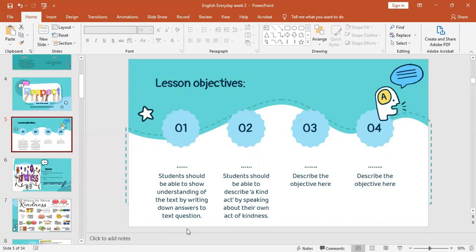The story Kind Emma. Again, at the end of the lesson, we should be able to describe a kind act by speaking about our own act of kindness, okay? How we showed people kindness. That is what it all means. So these are the two things we are going to achieve today by the end of this lesson.